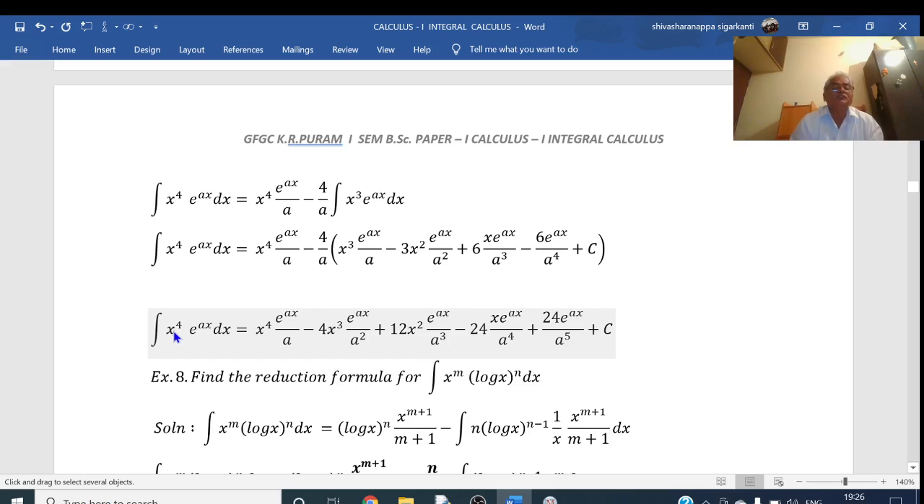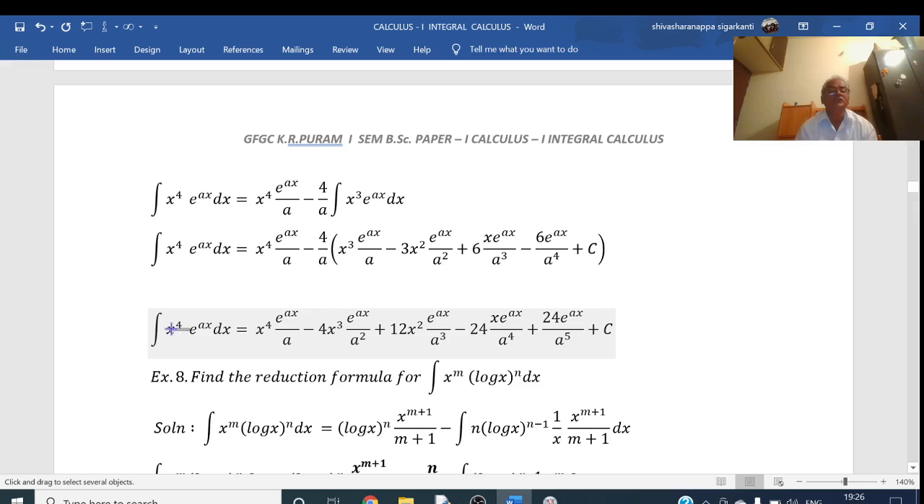Here, if the first function is some power of x, and if you know the repeated integrals of the second function, then we can use the general rule of integration by parts.